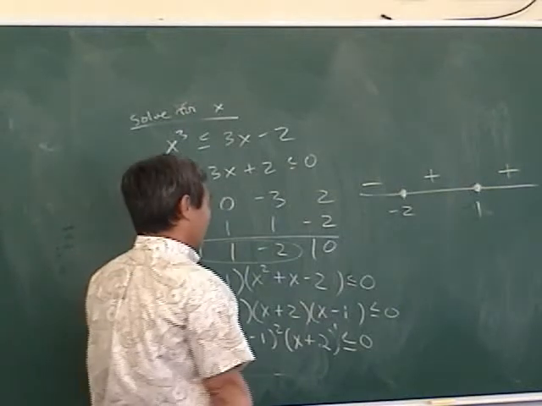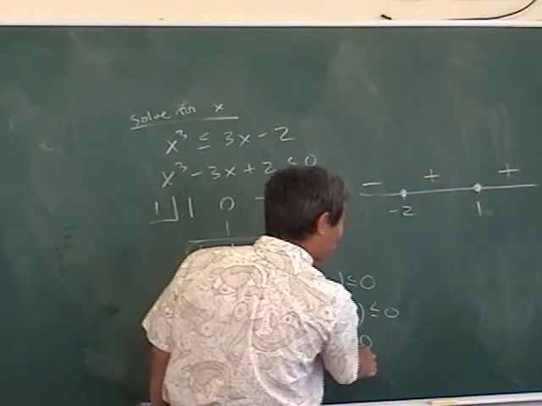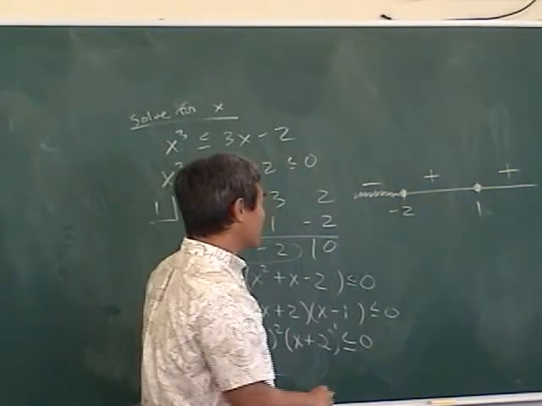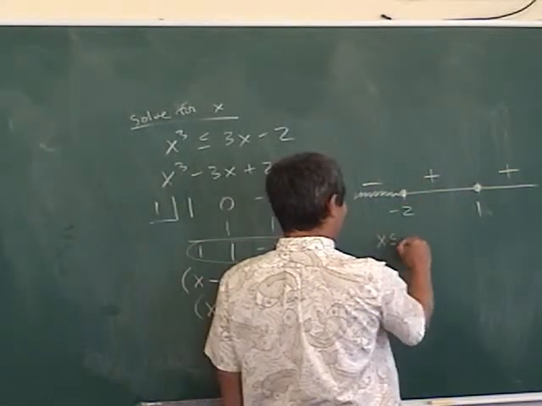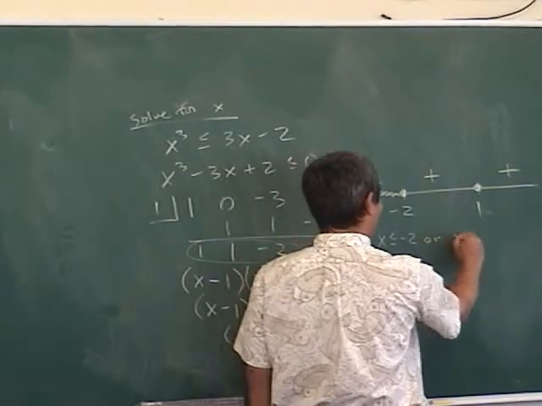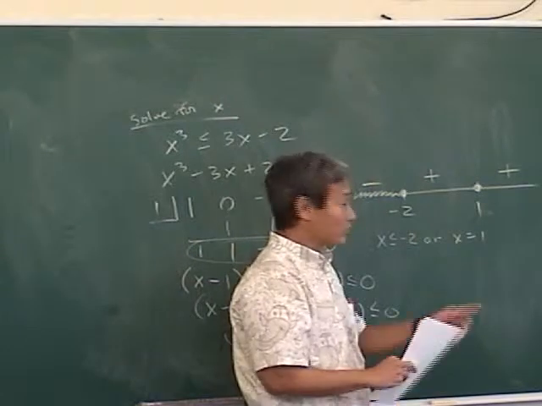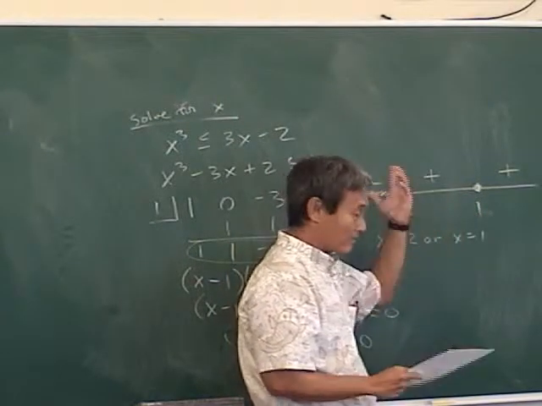Now we're looking for less than or equal to 0, so we shade the negative regions, and that's your answer. Now how do you write this answer? X is less than or equal to -2, or X equals 1. Don't forget this point. Every year, students forget this point there.